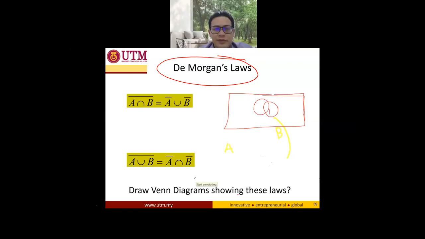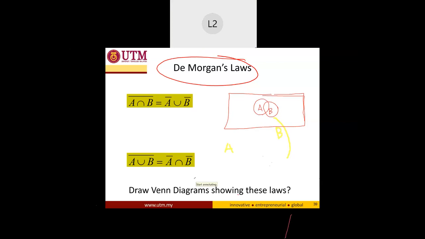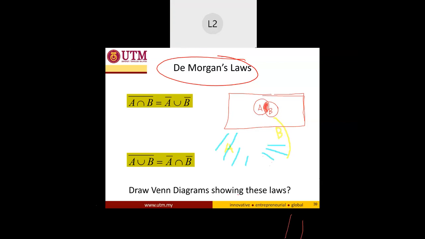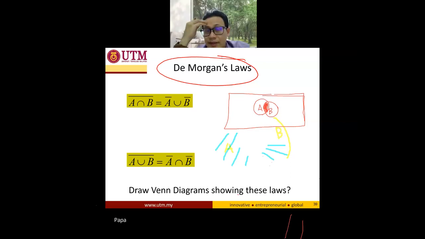A union B is equal to X. Is X a subset of A or X a subset of B? Yes. Okay. Any answer?